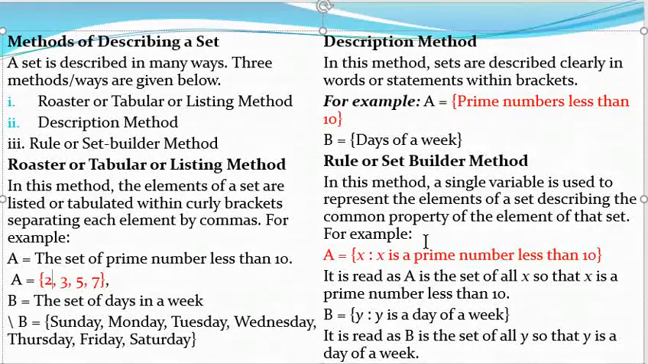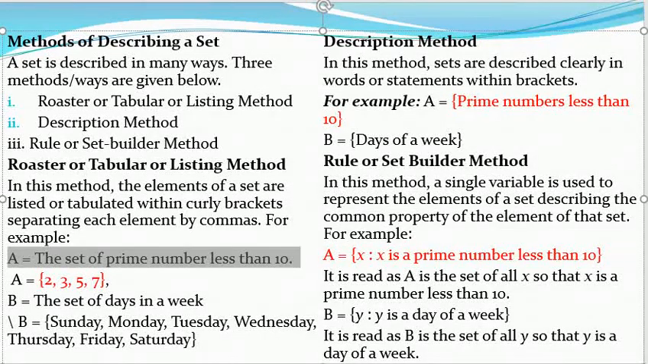Similarly, the same question can be written in another method also. Another method is the rule or set builder method. In this method, we will write x such that x is a prime number less than 10. Look, the same question written in three different ways.